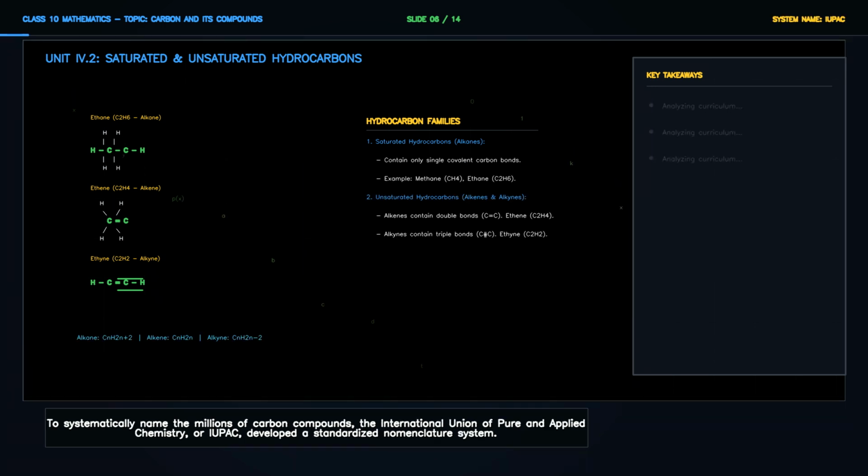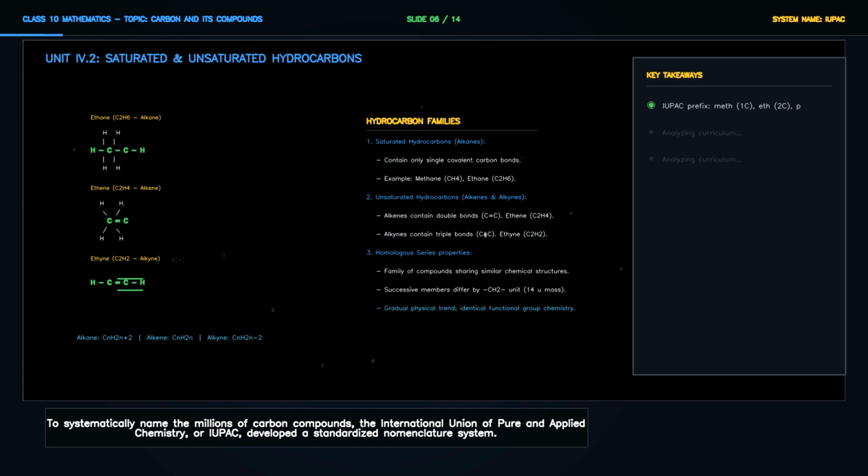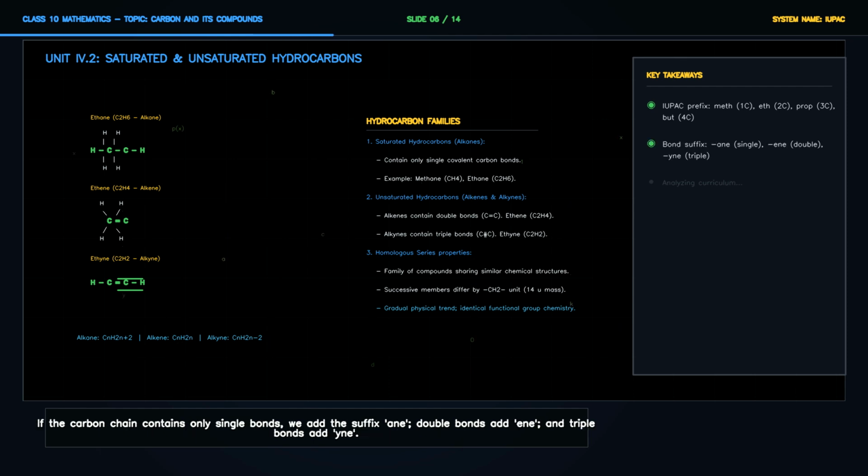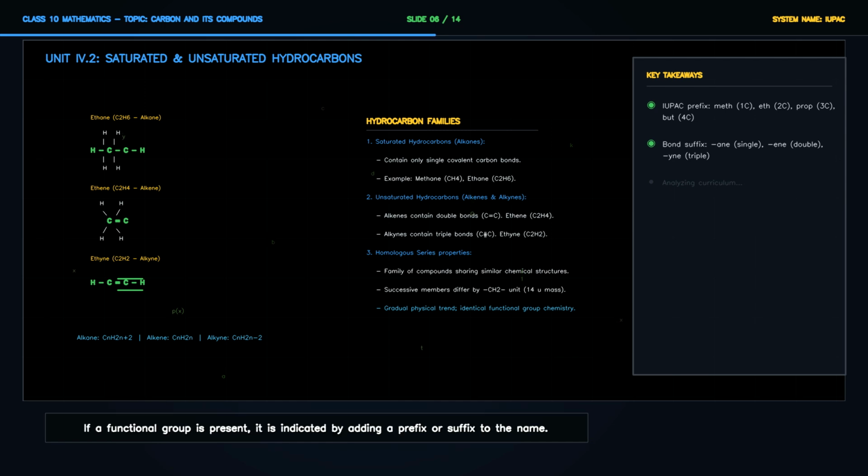To systematically name the millions of carbon compounds, the International Union of Pure and Applied Chemistry, or IUPAC, developed a standardized nomenclature system. The name of a carbon compound is derived from its parent carbon chain length. 1 carbon is meth, 2 is eth, 3 is prop, 4 is but, 5 is pent, and 6 is hex. If the carbon chain contains only single bonds, we add the suffix -ane. Double bonds add -ene, and triple bonds add -yne.